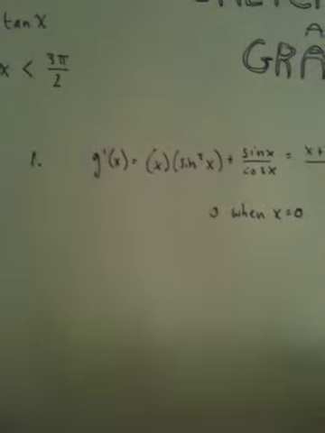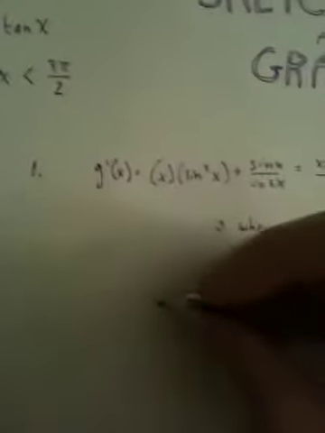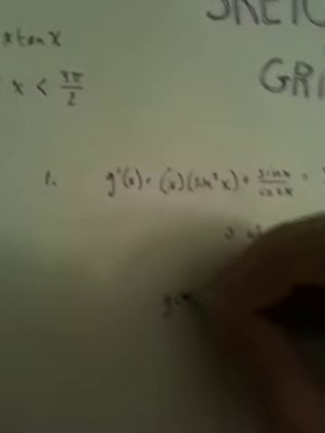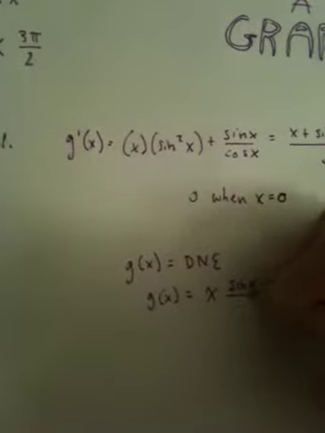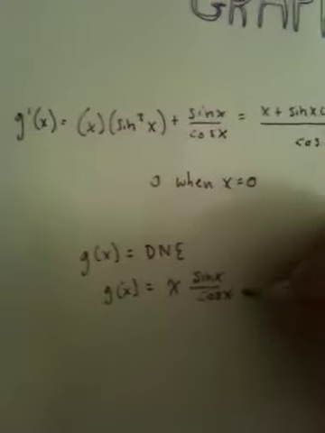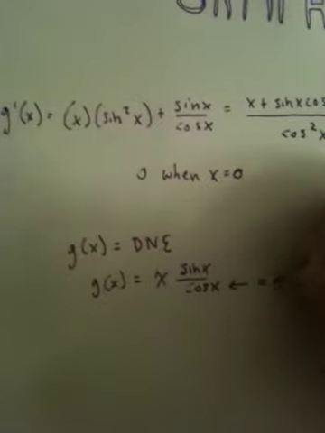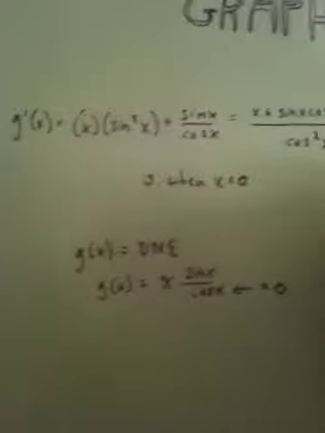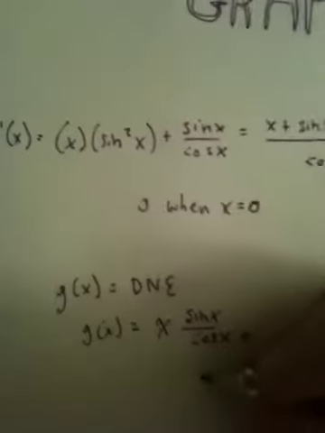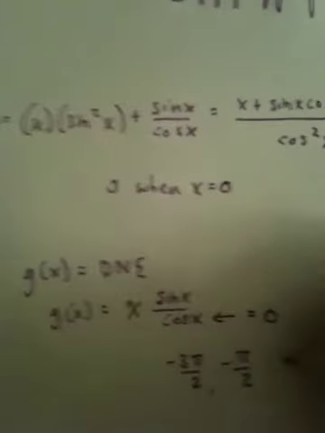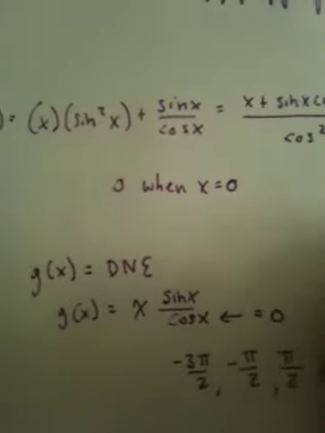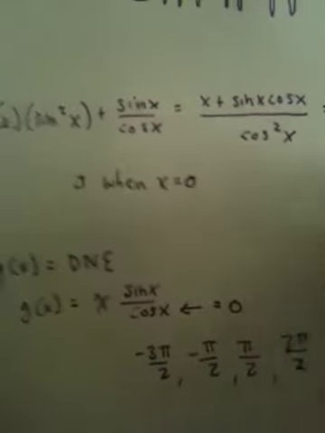Next, you can find the vertical asymptotes by finding where g of x does not exist. Since g of x can also be written as x sine x over cosine x, you need to find where cosine x equals 0, which are at the points negative 3 pi over 2, negative pi over 2, pi over 2, and 3 pi over 2 within the bounds.